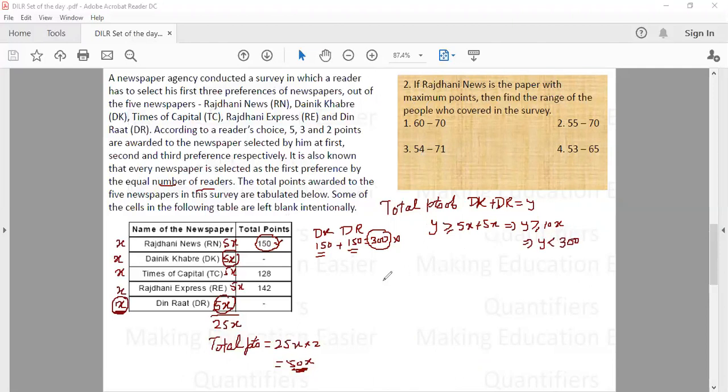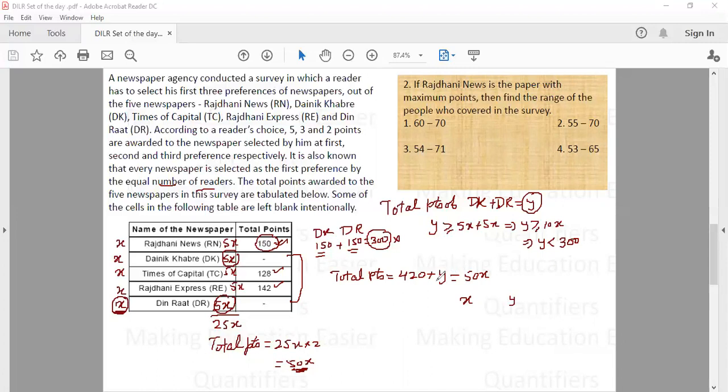Now, as discussed in the previous question, in this case also the total points will be 420, which is the sum of these papers, plus the sum of points of DK and DR, which I have taken to be Y. So 420 plus Y is equal to the total points, which is also equal to 50x. So from this equation, I will again find the solutions for X and Y.